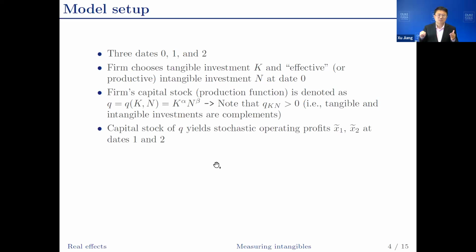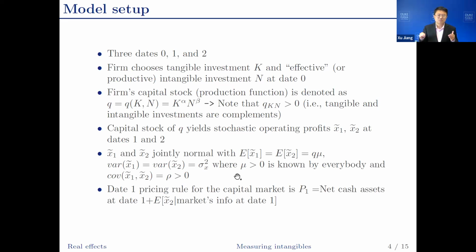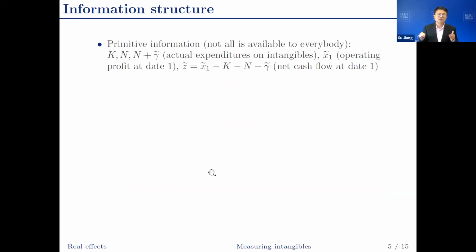This capital stock results in operating profits X1 and X2 at days 1 and 2. X1 and X2 are jointly normal. Expectation is Q times a profitability mu. Mu is known by everybody, so there is no information asymmetry about the profitability. The cash flows across the 2 periods are correlated. And the day 1 pricing rule is just net cash at date 1 plus the expected value of day 2 cash flow conditional on market information at date 1. The firm chooses K and N to maximize the expected value of P1 from day 0 based on the firm's information at day 0. Now let's look at the information structure.